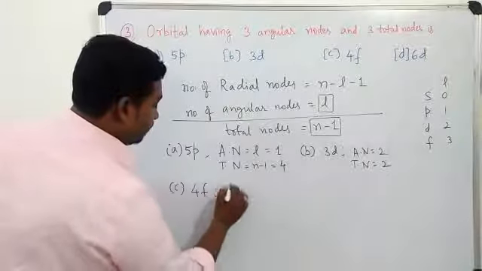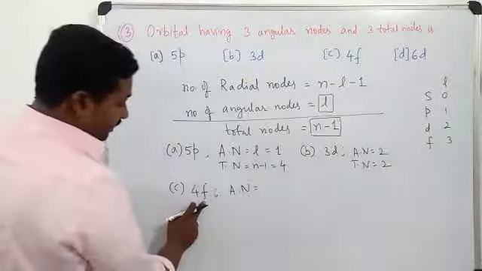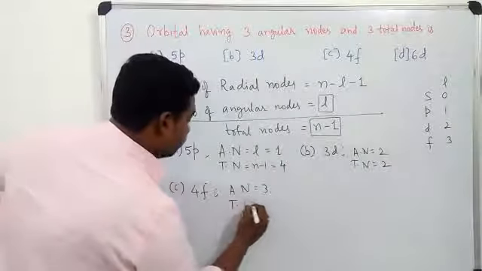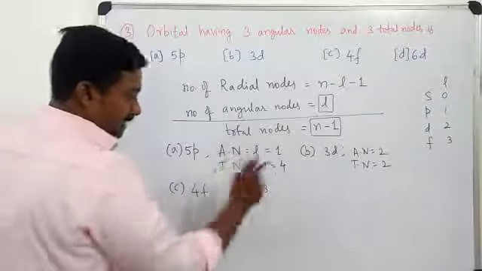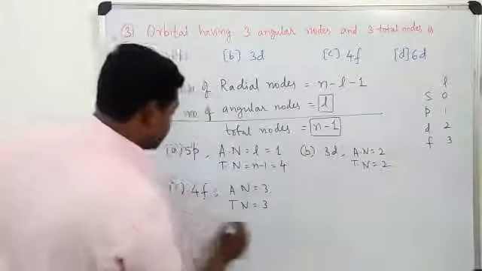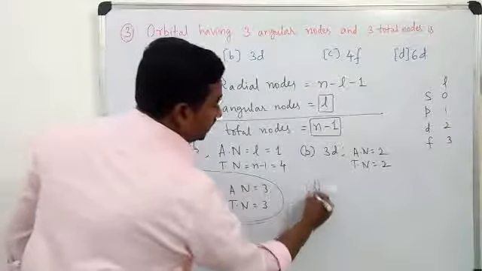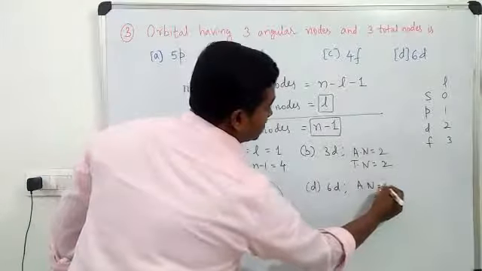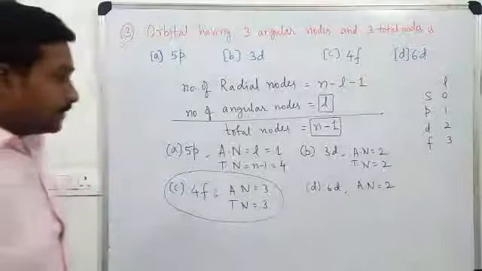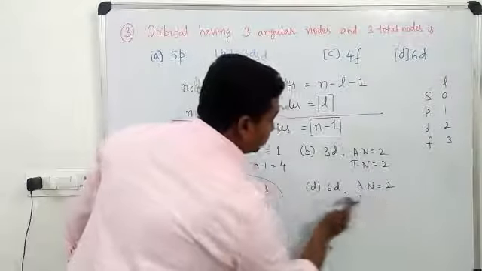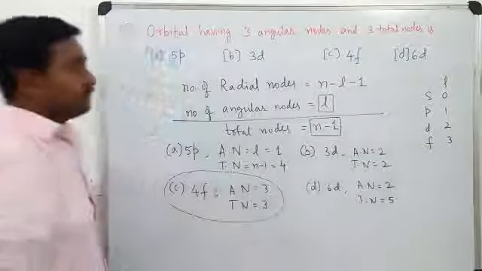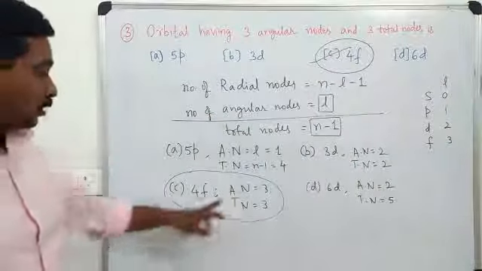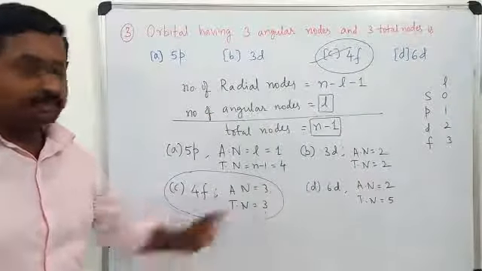For 4f, angular nodes is equal to L. L for f orbital is 3. So I got 3 here. Then total number of nodes is n minus 1, which means 4 minus 1, 3. Yes, we got our answer, option C. Anyway, I will verify the D option also, which is 6D. For 6D, angular nodes is equal to 2, since the orbital is D. Total number of nodes is equal to 6 minus 1, 5. So our answer is C, 4F. Angular nodes are 3, total nodes are 3.